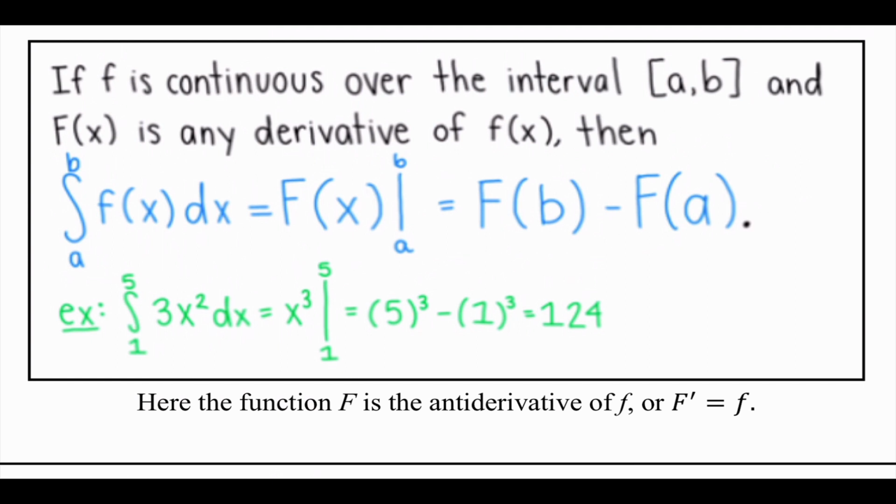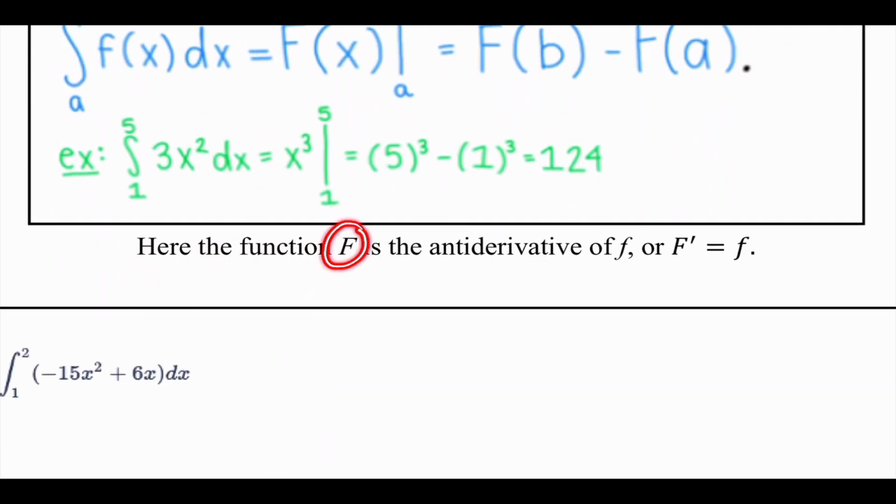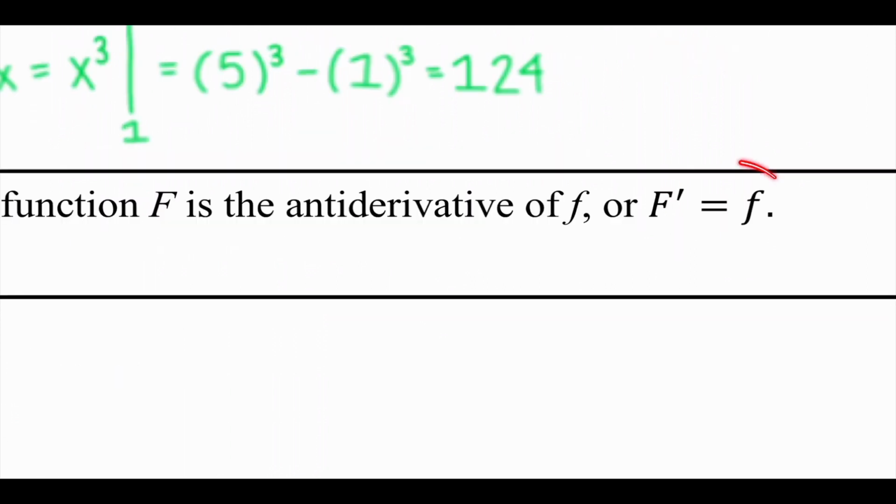Capital F, if you see capital F, it just means it's the antiderivative of f, like f prime is the derivative of f. If you see a capital F, it just means the antiderivative of f. So in other words, F prime is equal to f. The derivative of the antiderivative is just the original. In part 2, you're going to be seeing a lot of these symbols. Sometimes I'll say the f, sometimes I'll say capital F prime. They're the same thing.